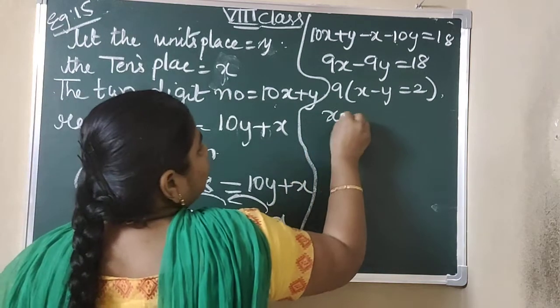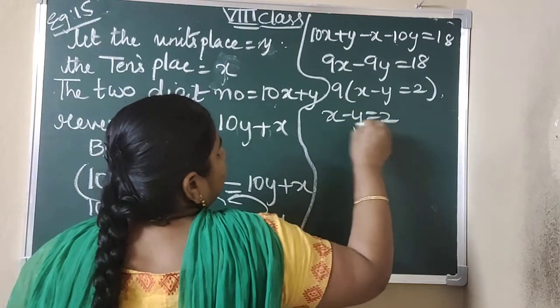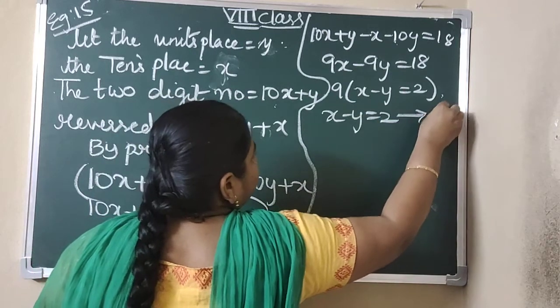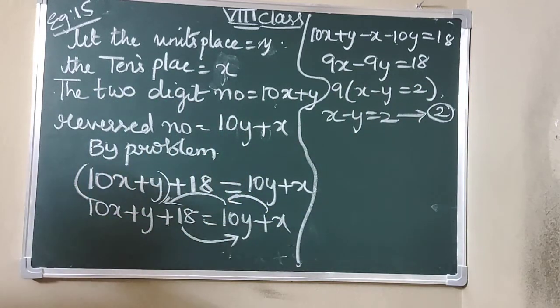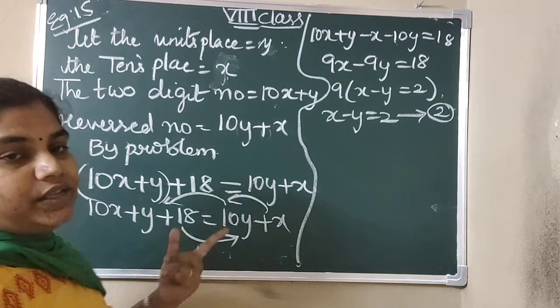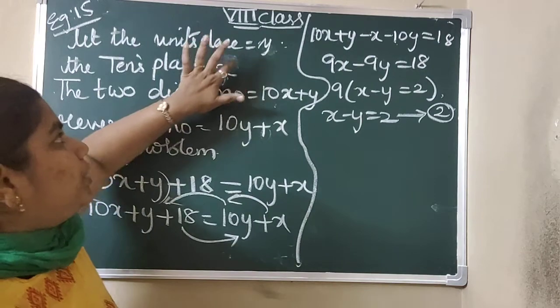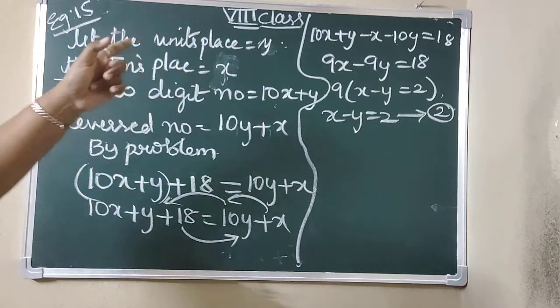Okay, so what equation did you get now? x minus y is equal to 2 is equation number 2. So what is equation number 1? They told that the sum of the two digits is 8. So if you add these two digits, the value will be equal to 8.